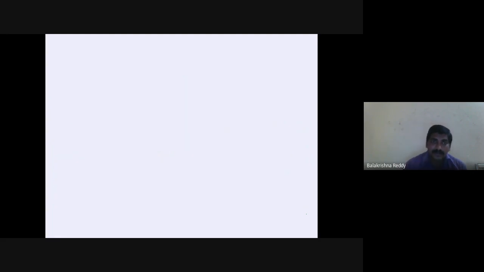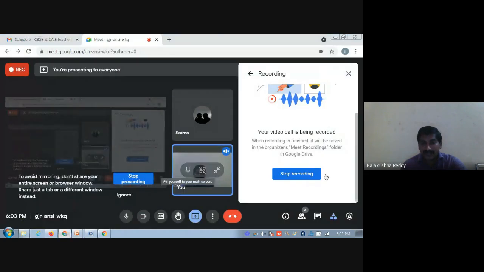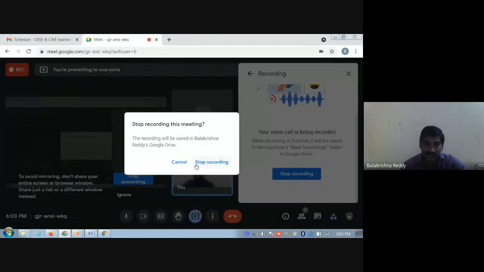Next, Coulomb's law in magnetism we will discuss in the next class. It is actually out of syllabus, we don't have it, but still we will have a glance at this because it helps to understand the other concepts most of the time.